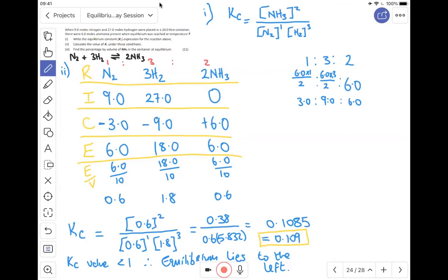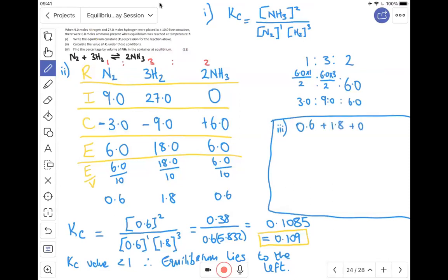Now, the last part we want to do is part 3. So I'm going to do part 3 in a little box here, just putting it in a box so that you can identify it. Part 3 asks you to find the percentage by volume of ammonia in the container at equilibrium. So at equilibrium, I know I have 0.6 moles of my nitrogen plus 1.8 moles of my hydrogen plus 0.6 moles of my ammonia. So there are 3 moles in total in my flask at equilibrium, and we want to find what percentage of that 3 moles is just ammonia.